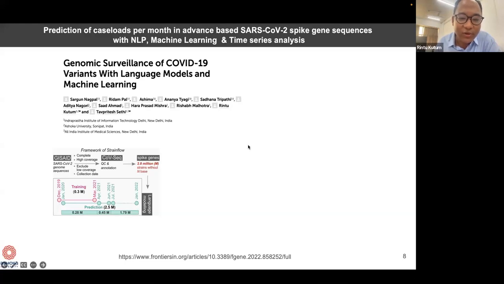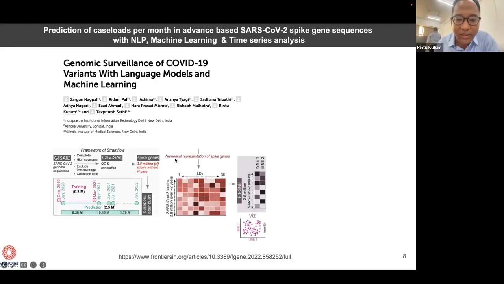Then we also collected a lot of spike genes, around 2.8 million data points. And then we use the language model to build the models. Typically in machine learning, or in fact a deep learning framework, what I'm showing here is that you should have a large training data set, and you can use that to build the models. But nonetheless, you also have to do real-time validation, which is the green line, which shows that the model is more robust and can be utilized for public good.